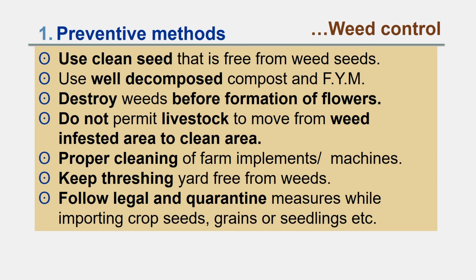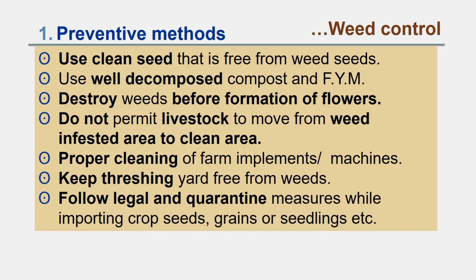Proper cleaning of farm implements. If you take farm implements from a weed infested area to a non-infested area, many weed seeds can be carried with them. So machines should be cleaned before sowing or before using in jute crop. Keep threshing yard free from weeds. Many times when you go for threshing of the jute seed, that floor or threshing area should be free from weed seed, to avoid mixing of weed seed in the seed of the crop. Follow legal and quarantine measures while importing crop seeds, grains or seedlings.